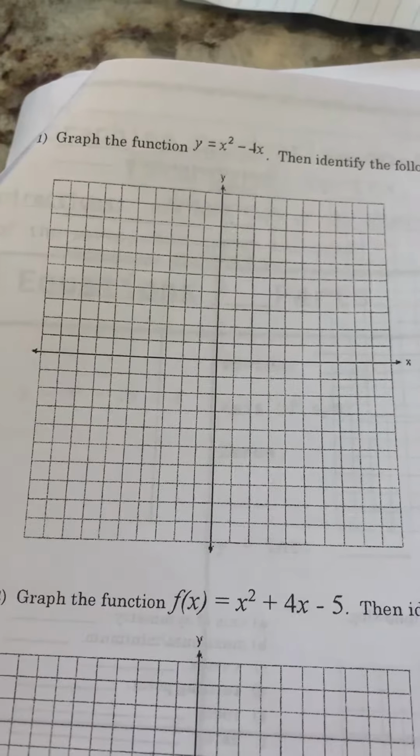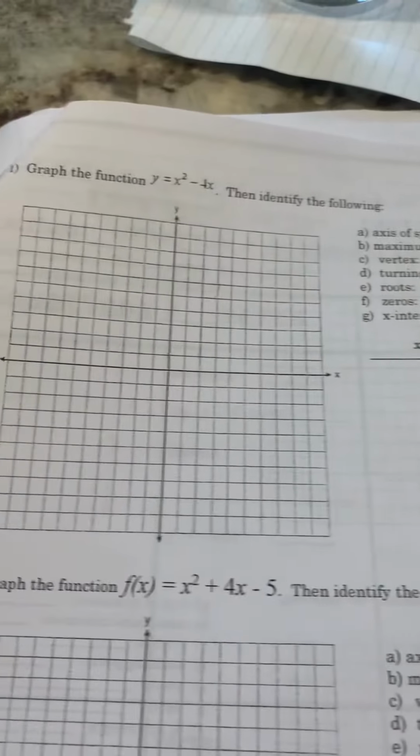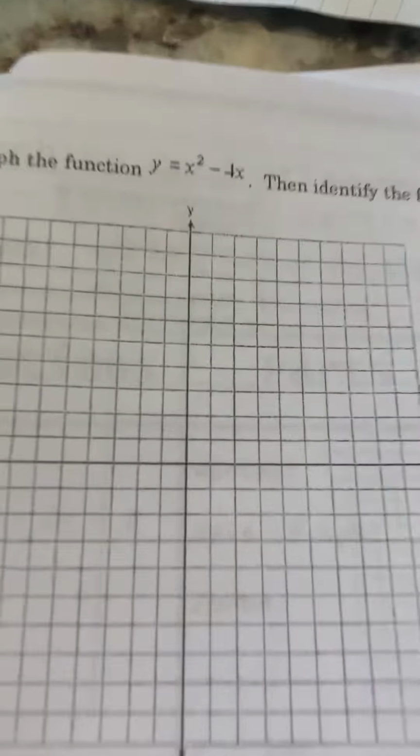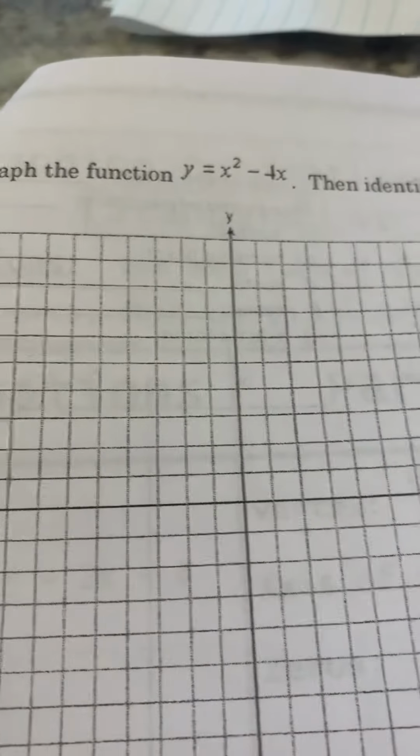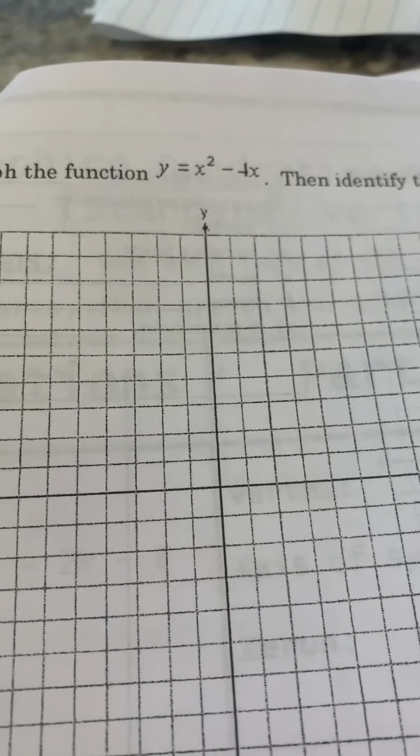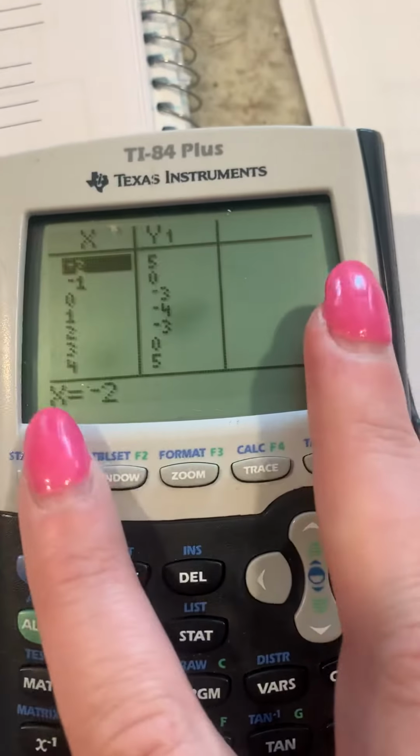All right, so I'm going to go over how to graph a quadratic function and then identify the key features. If they give us a quadratic function, they'll give it to us in f of x or y equals form. So in this case, it's f of x or y equals x squared minus 4x. I'm going to put that into my calculator, into my y equals.